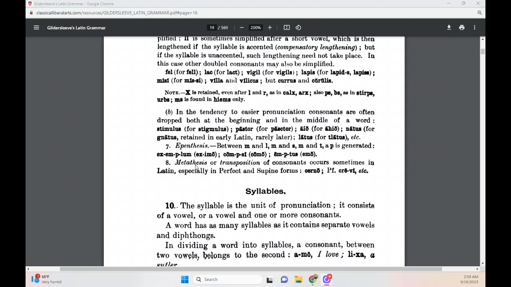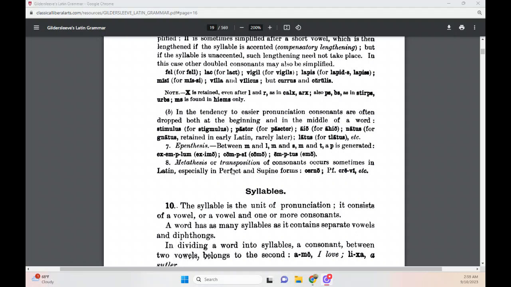Then we have one that's different from the vowels. We have epenthesis here, but we also have metathesis, or transposition of consonants. Transposition means the changing of position or the changing of place. Metathesis occurs sometimes in Latin, especially in perfect and supine forms. So look here, we have cer, but in another form of the same verb, the e and the r are transposed. They're flipped. And the r comes first and the e comes second. So we go from cerno to crevi, or crevi in classical Latin. So we see the changing places of the consonants.